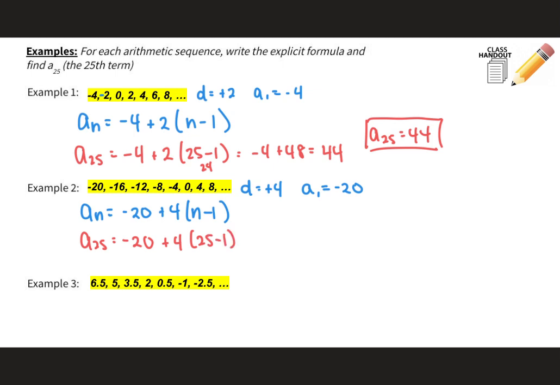So again, 25 minus 1 is 24. So then we're going to multiply 24 times 4, which is 96. So we have negative 20 plus 96, which is going to be 76. So my 25th term is going to be 76.